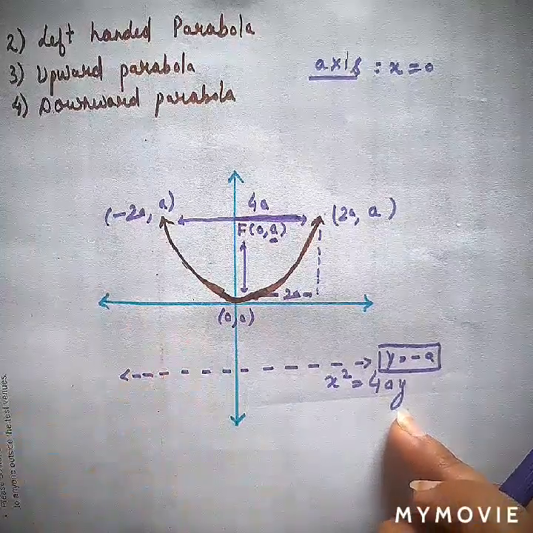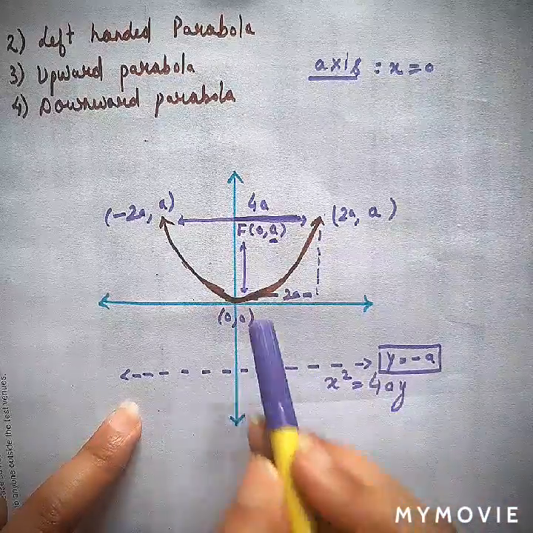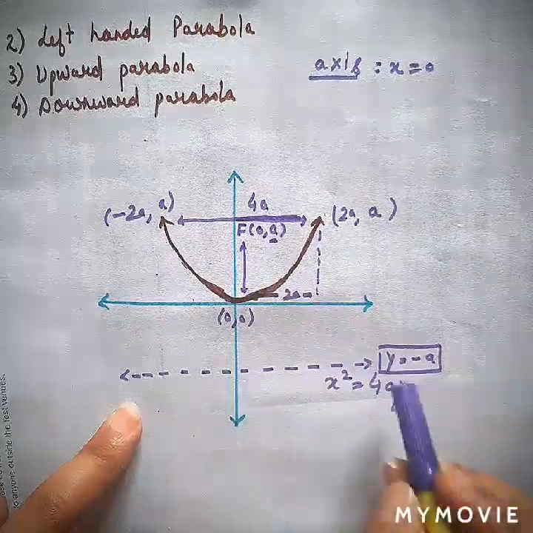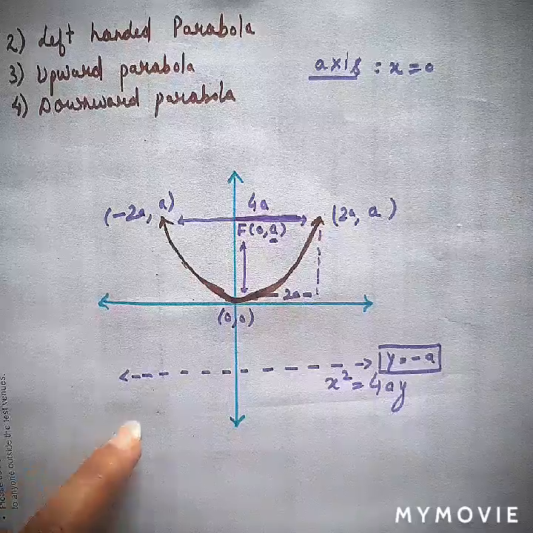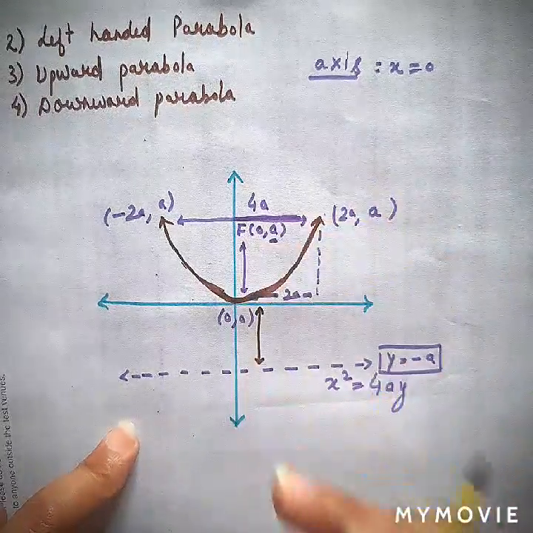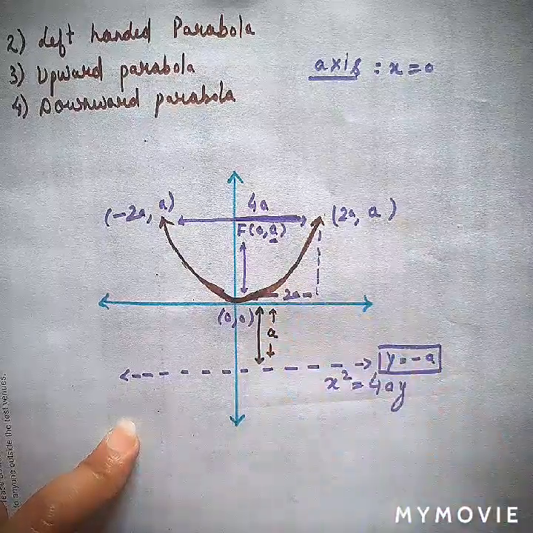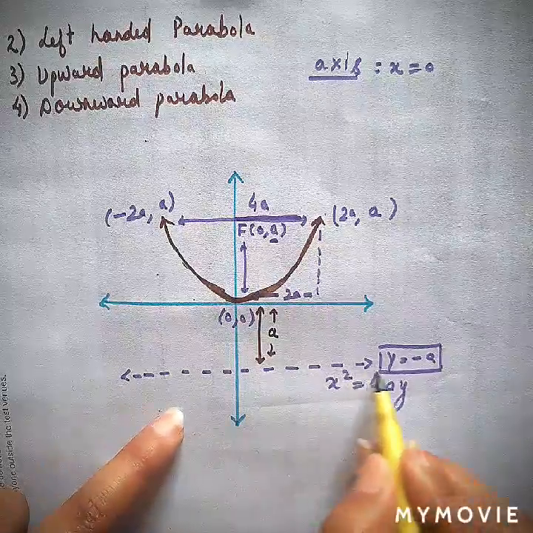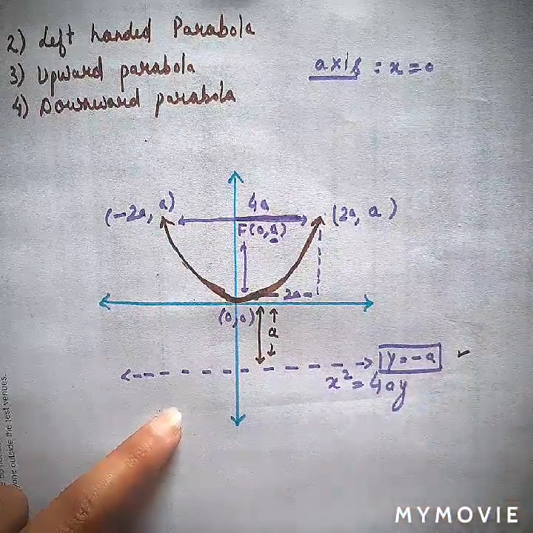Now x square is equal to 4ay. Then we will talk about the directrix. I have drawn this directrix. When the focus is equal to (0, a), then the directrix will be in the opposite direction, right? And if it is in the opposite direction, then the distance of the focus and that of the directrix are both equal to a, meaning both will have the same distance. Let us name it as a. So the equation of the directrix will be y is equal to minus a. This is the equation of the directrix.